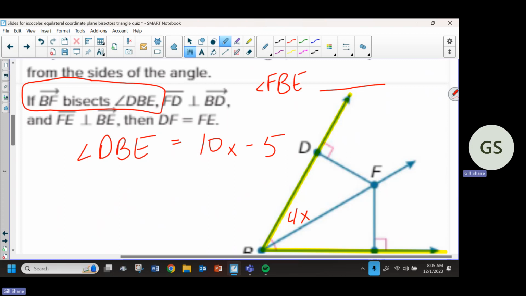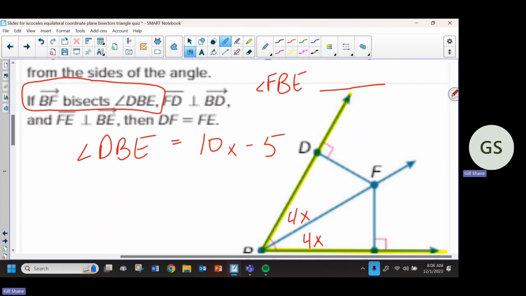Alright, what's the concept? I'm telling you that BF is still a bisector. So what do we know about this figure? If BF is 4x, then FB has to be 4x as well. If it's a bisector, we have to fill that in. That's the step I think you missed, Dylan. And then now we know what else is true.